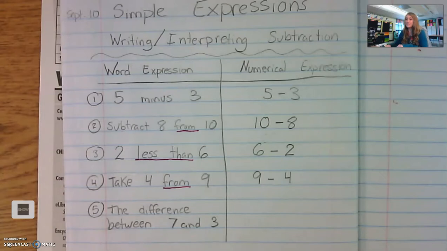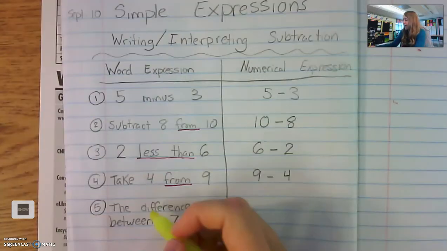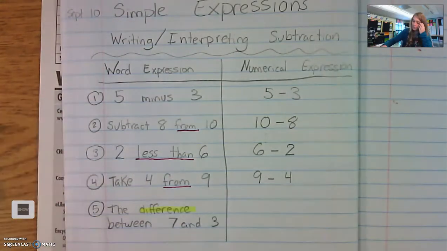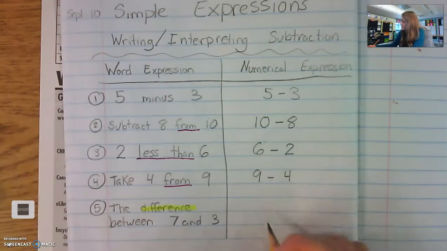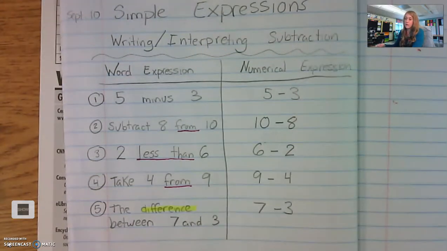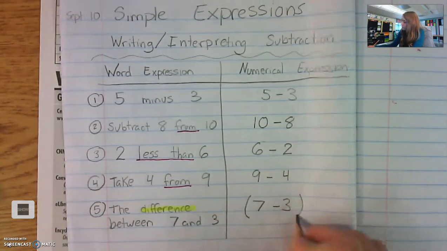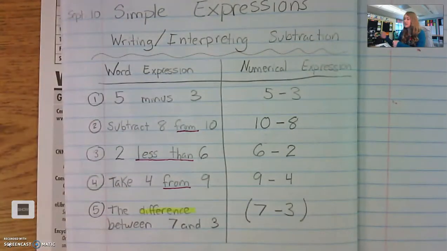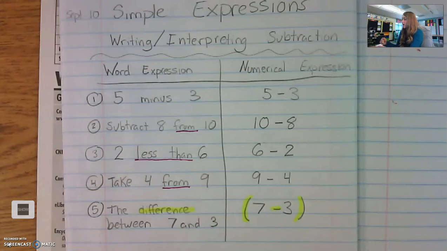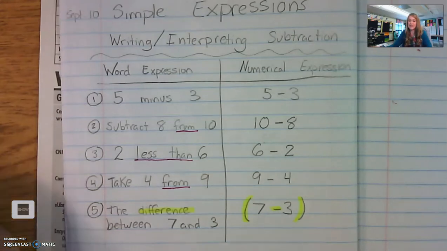Well, we know difference. That's our vocabulary word, meaning the answer to a subtraction problem. So the difference between 7 and 3 is simply 7 minus 3. But we're going to remember to put it into parentheses because it means solve me first. Find the answer.